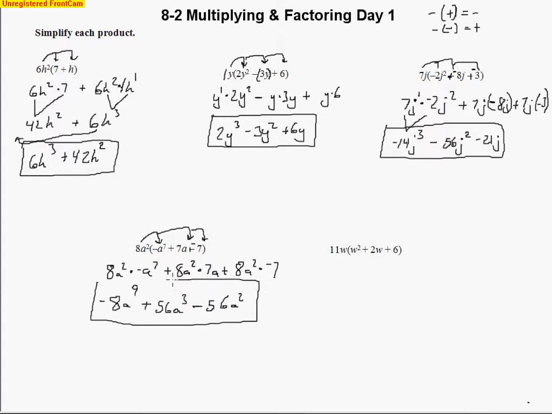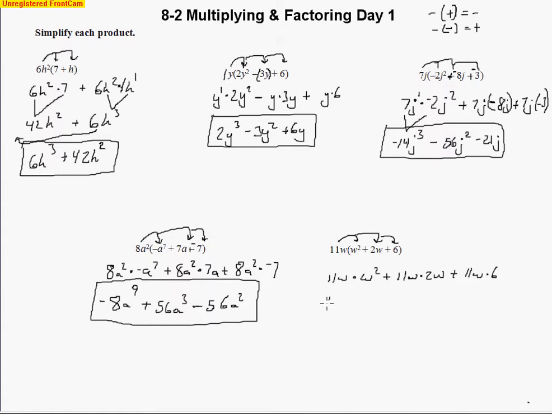So moving on to this next problem here, I'm multiplying 11w by each of these terms, and so I've got 11w multiplied by w squared, and then plus 11w multiplied by 2w, and then plus 11w multiplied by just 6.